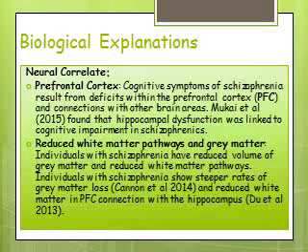Also, there is reduced white matter pathways and grey matter. So individuals with schizophrenia have reduced volumes of grey matter and reduced white matter pathways. Individuals with schizophrenia show steeper rates of grey matter loss and reduced white matter in the prefrontal cortex connection with the hippocampus. So it just suggests there are brain structural abnormalities within individuals with schizophrenia.